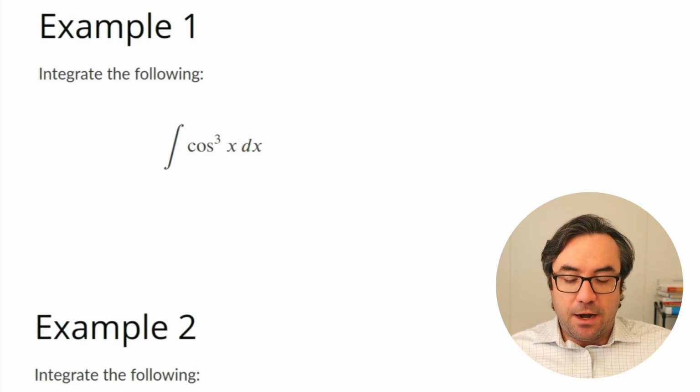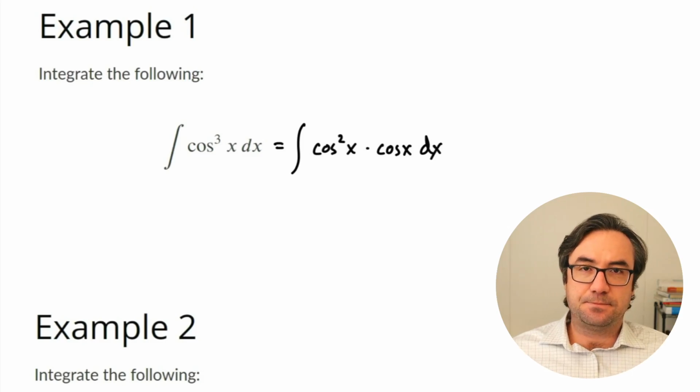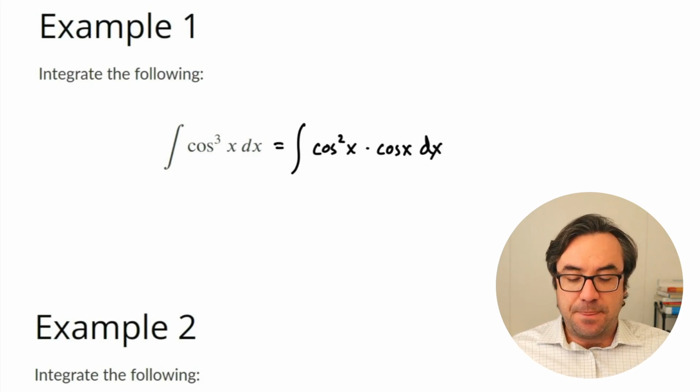So we're just going to break off, there's 3 copies of cosine here, we're going to break off one of them and move it right next to the dx. All right, so that's our first step. Identify whichever trig function has the odd power, and break off one of those and move it right next to the dx.